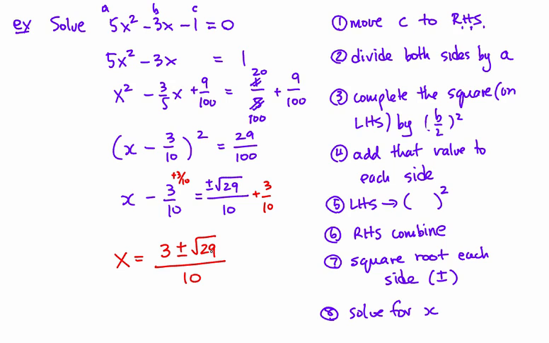So root 29 is about 5.4 or so. So it's 3 plus 5.4 divided by 10 and 3 minus 5.4 divided by 10. Those are approximately the decimal places that you would get for a solution that you will have a little bit of a hard time checking, but you could substitute in here and calculate that, and it should be equal to exactly 0. Okay, we've now learned another method to solving these quadratic functions, so we'll get to practice in class.